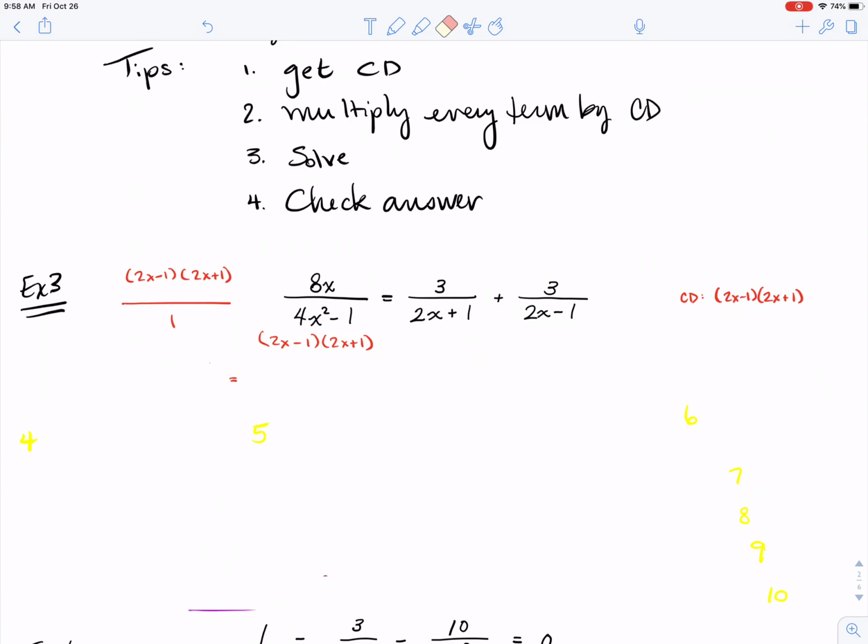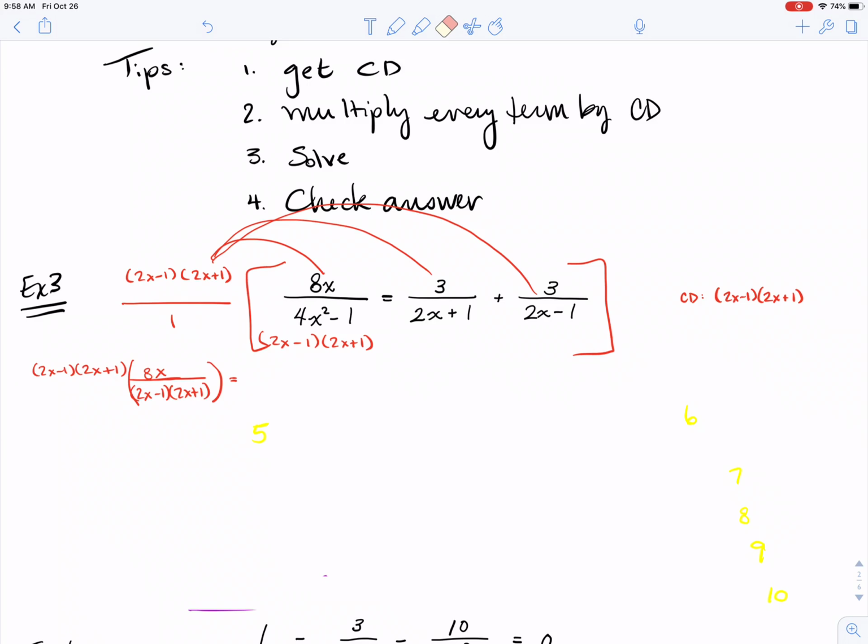So we want to multiply every single term. We'll put brackets around everything by that common denominator. So I'm going to take and multiply by the first term, by the second term, and by the third term. All right, so when I start out by doing that, and I'll write out the entire thing for this first question, we're going to have 2x minus 1 times 2x plus 1 times the first term. And then we'll take that same denominator times the second term, and the same common denominator times the third term.